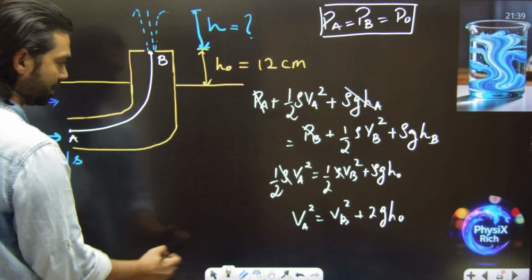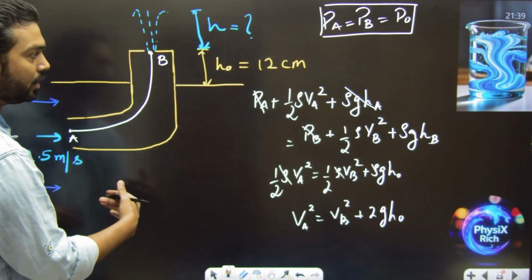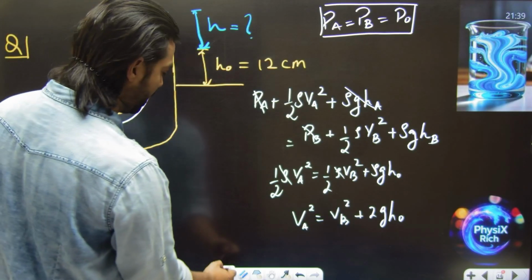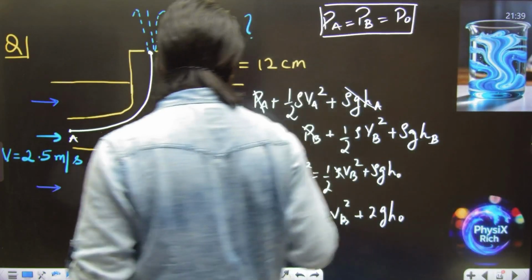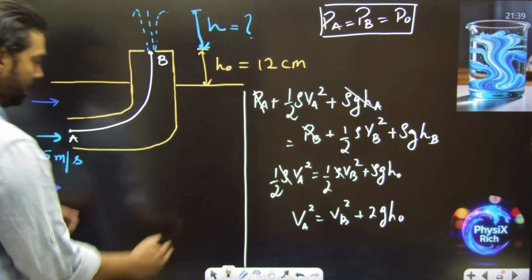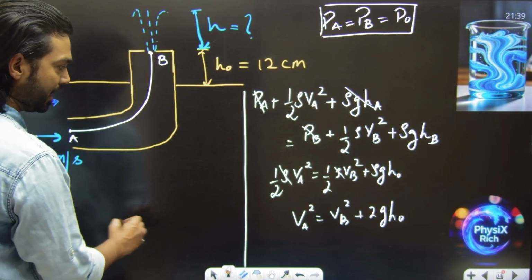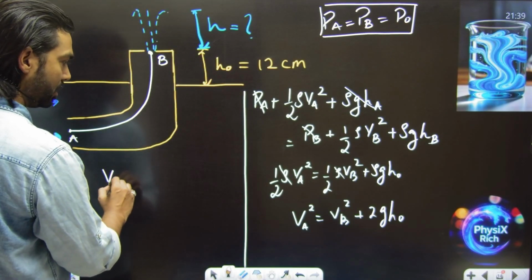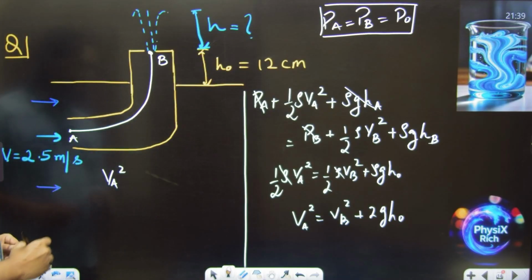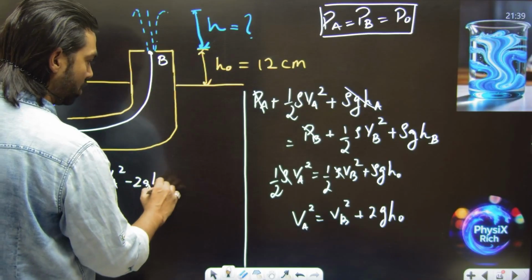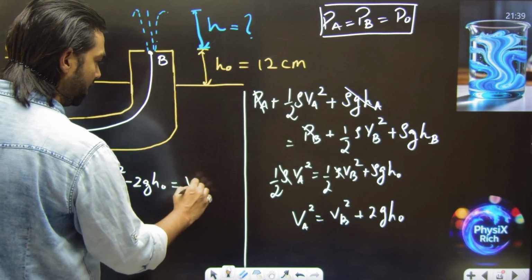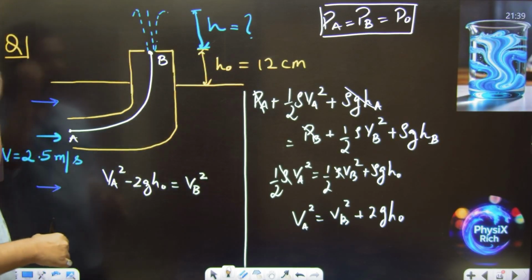We have VA square. Can I just write it over here, this side? Or can I just shift my calculations? Oh, no, I can't. I'm going to have to write it on this side, guys. Okay, let me write over here. So I get VA square minus 2GH naught equals VB square.